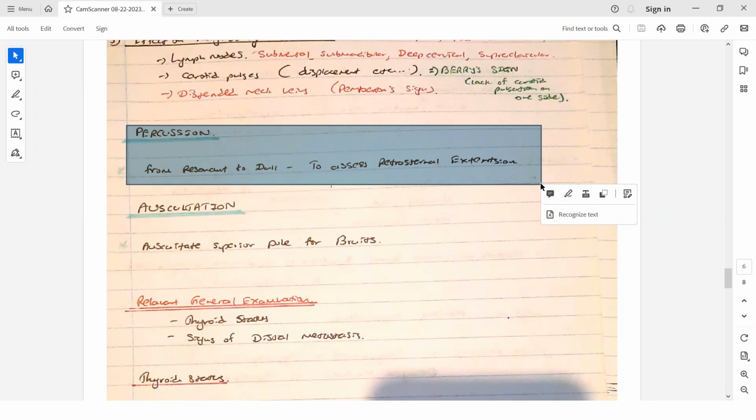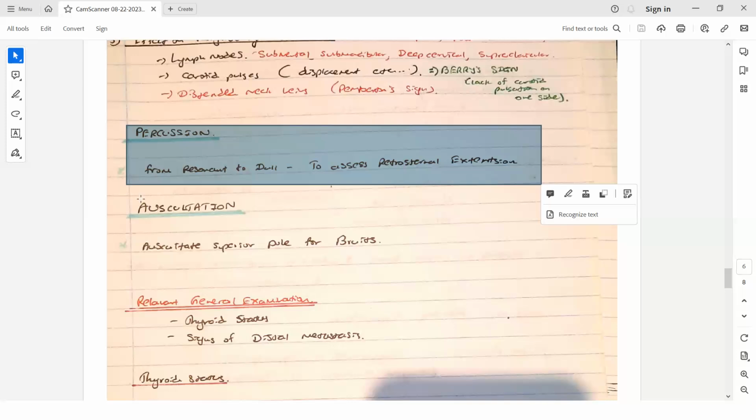If it's a short case, say you don't need to percuss because there is no retrosternal extension on palpation. However, if on palpation you can't get below the lump and there is retrosternal extension, then you can confirm the retrosternal extension by percussion. When there's retrosternal extension, there's dullness.